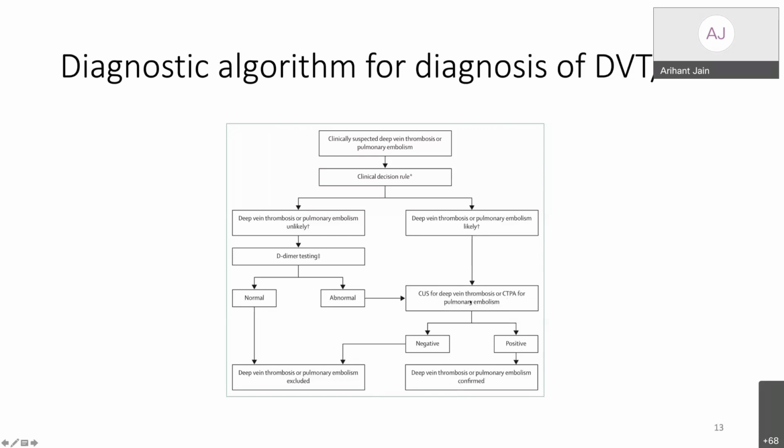But if it is positive, then you need to basically treat the cause. So basically what this algorithm is saying is that if there is a low probability, you can use D-dimer to rule it out. If it has a high probability, then you directly go for a CTPA or a compression ultrasound. You need not do a D-dimer before that, right?